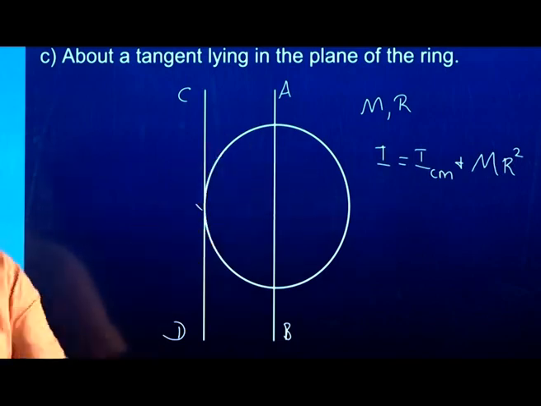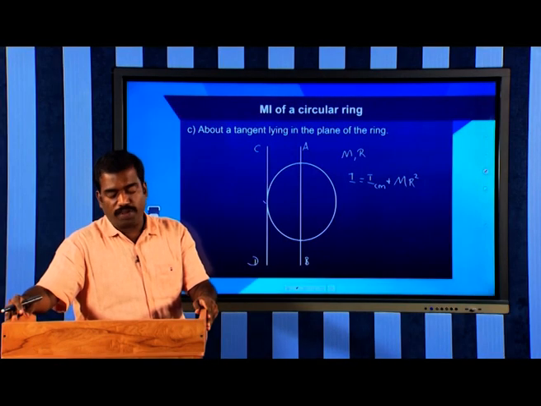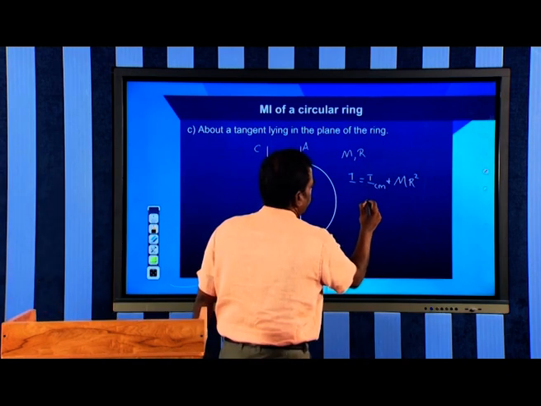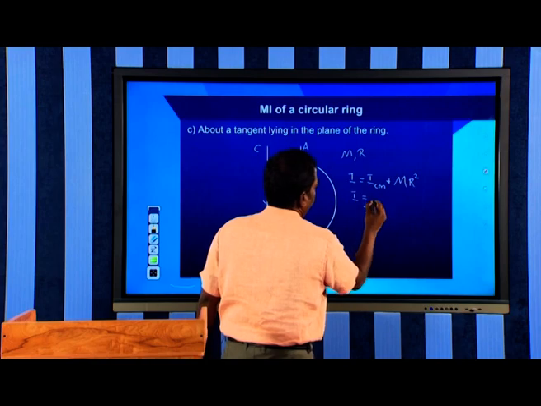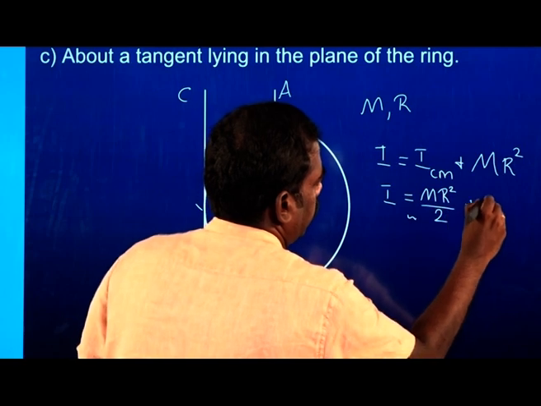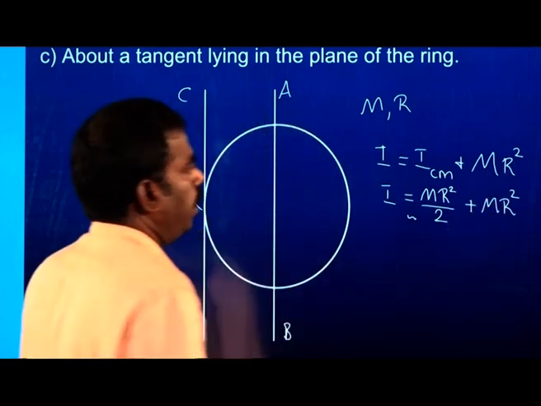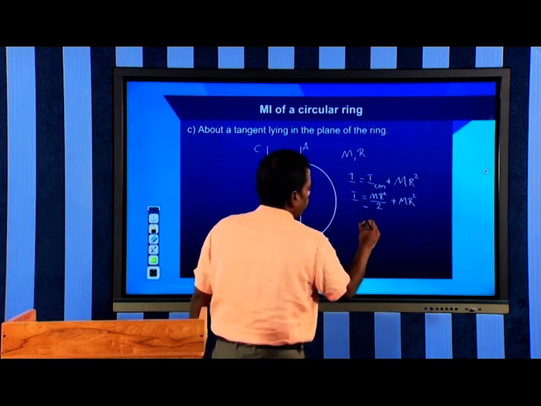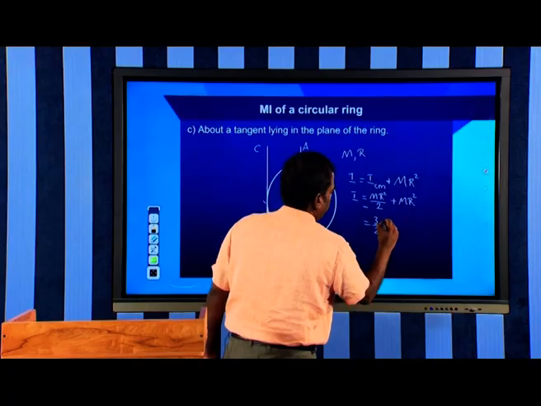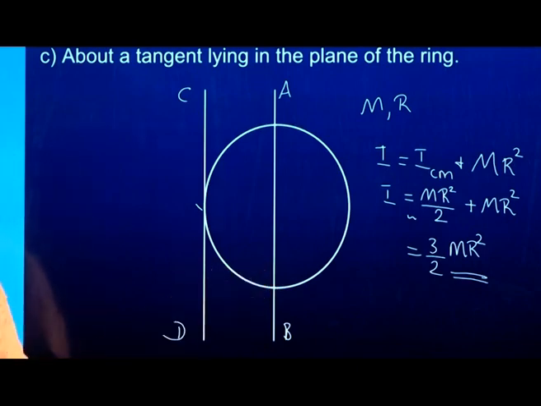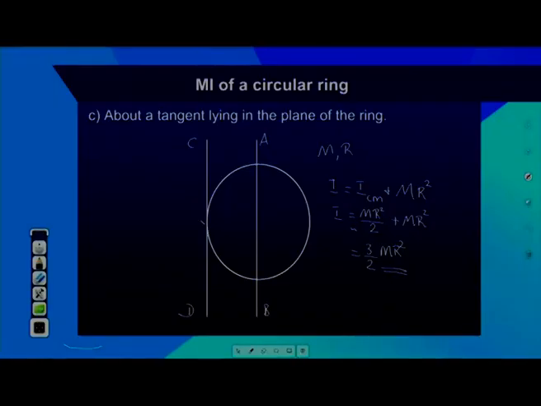So, what is I_CM? It is the moment of inertia about its diameter. So, I_CM equals M R square by 2. So, we have I equals M R square by 2 plus M R square, which is nothing but 3 by 2 M R square. So, this is the moment of inertia of the circular ring about a tangent. It is given by 3 by 2 M R square.